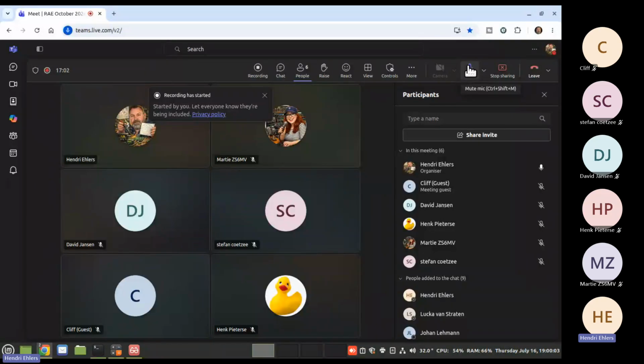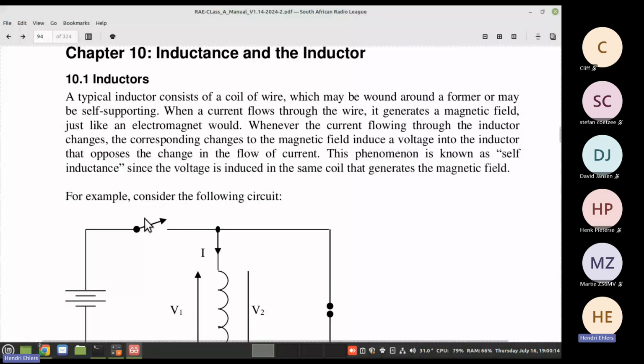Tonight we are looking at inductance and inductors. I wonder if I show you what I'm reading, then it might make a difference. They say a typical inductor consists of a coil of wire which may be wound around a former, like a piece of plastic, or self-supporting. They call it the air coil.